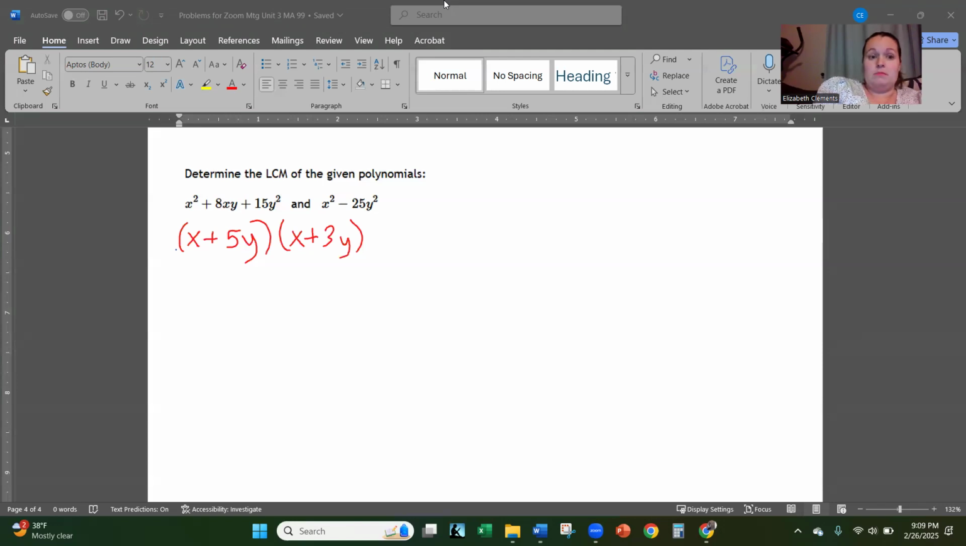And you can FOIL that back out and check it. 5y times 3y gives me that 15y squared, and 5yx plus 3yx added equals 8xy. So now we're going to look at this one. Factoring that, that's a difference of squares. I think earlier in the video I said perfect square. I meant difference of squares. So we have x minus 5y, x plus 5y.